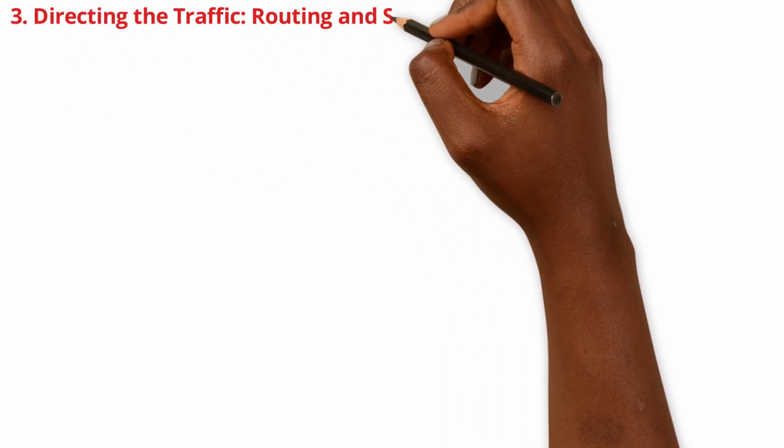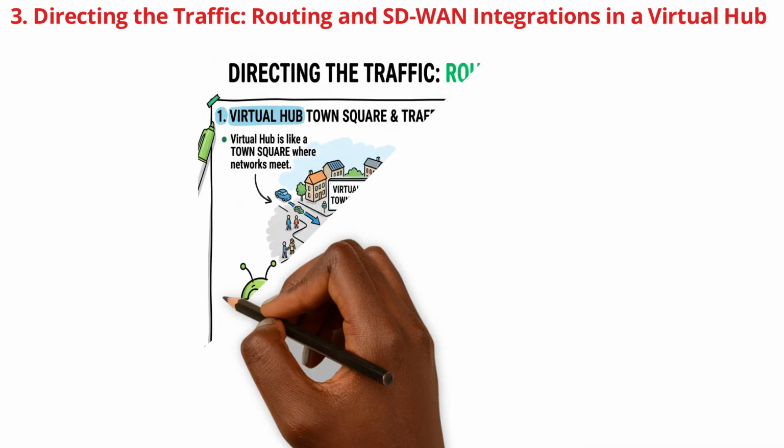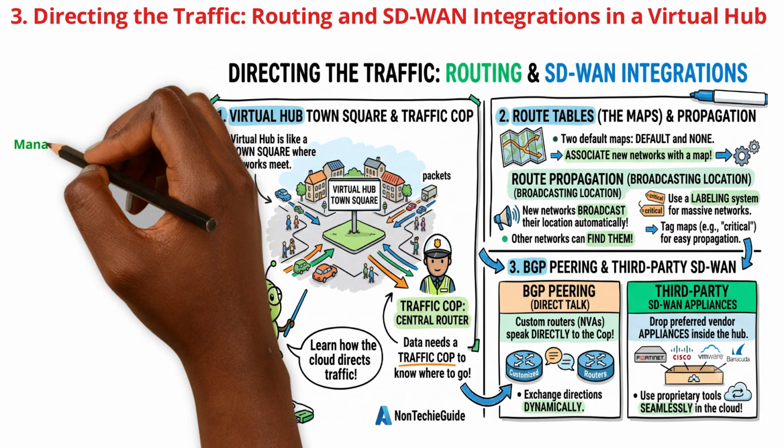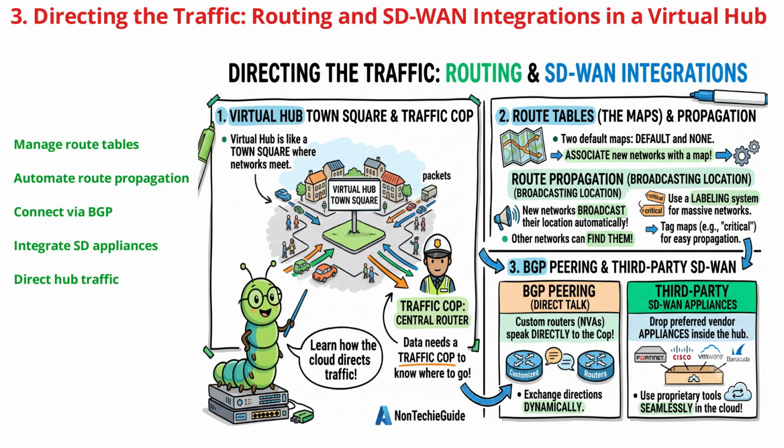Think of the virtual hub as a busy town square where multiple networks meet, with the central router acting as a traffic cop using route tables as its map. When you connect a network, you associate it with a specific route table, while route propagation allows networks to broadcast their location automatically. For massive architectures, you can use a labeling system to tag maps and share routes efficiently.